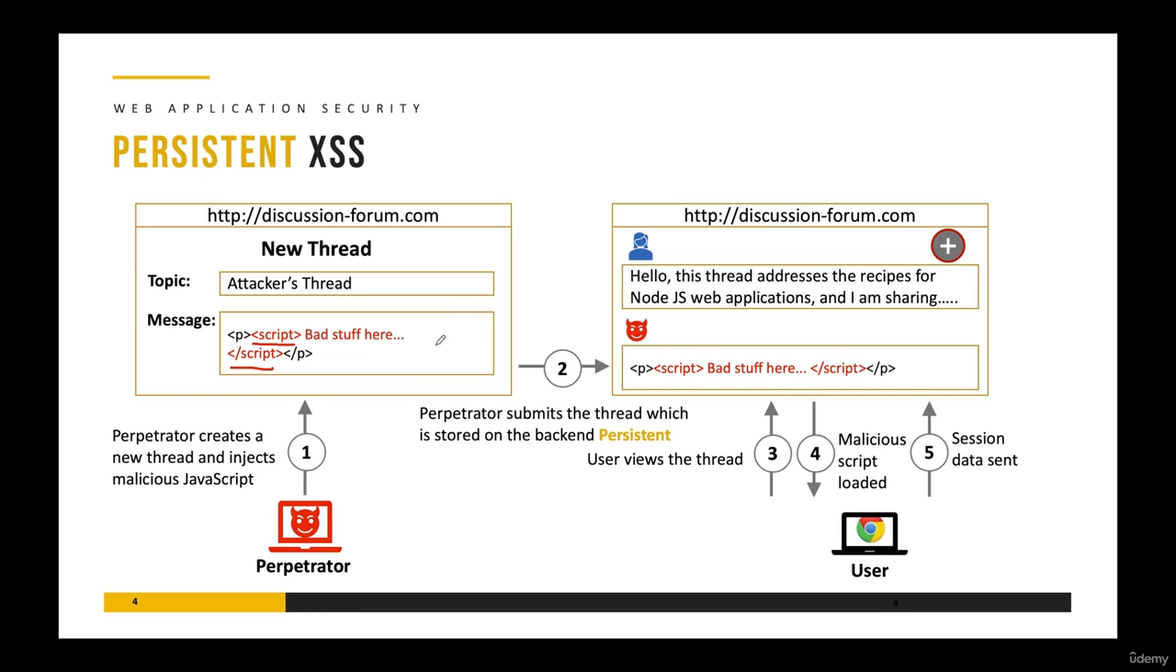So the overall flow was that the malicious attacker created a new thread and inserted a malicious script inside that text message. When the HTML renders that page, in addition to the standard page, this script also gets executed on the client's browser, steals information such as session data and credentials, and sends it to the malicious hacker, for example.